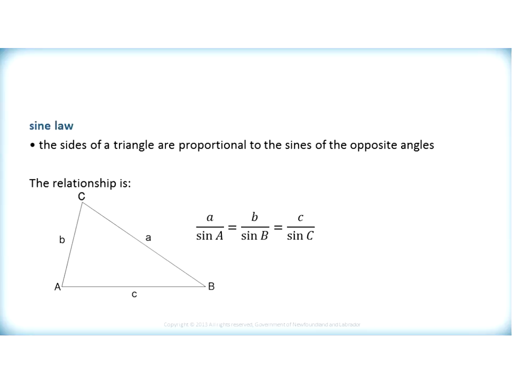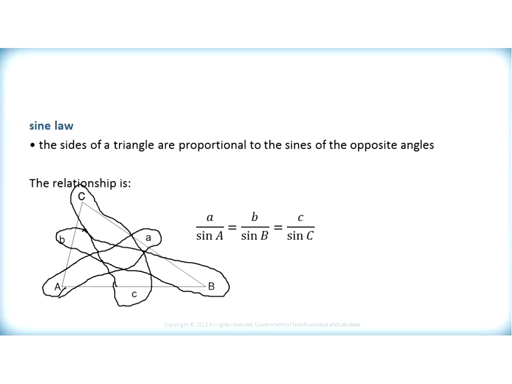So A over sine A, you'll notice that they're opposite each other. A over sine A is equal to B over sine B, which is equal to C over sine C.